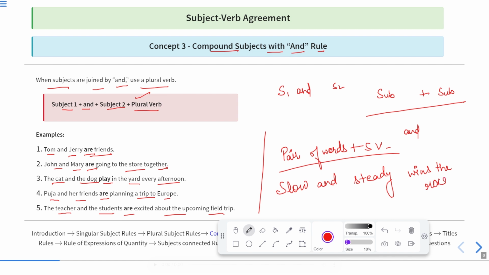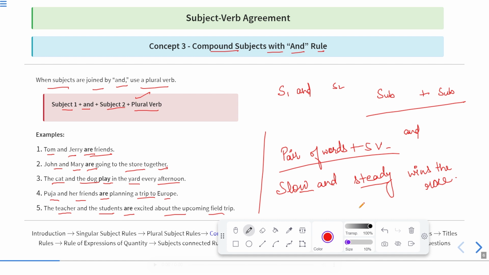So in this concept here, we are using two persons together, two things together, that is slow and steady. But this is used for one person only, that one person who is slow as well as steady. Steady means continuously working. Okay, that person wins the race.